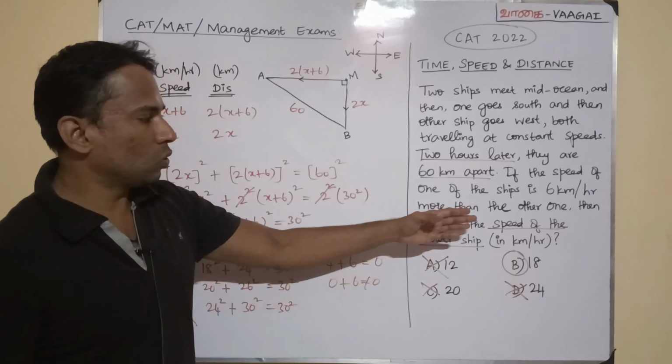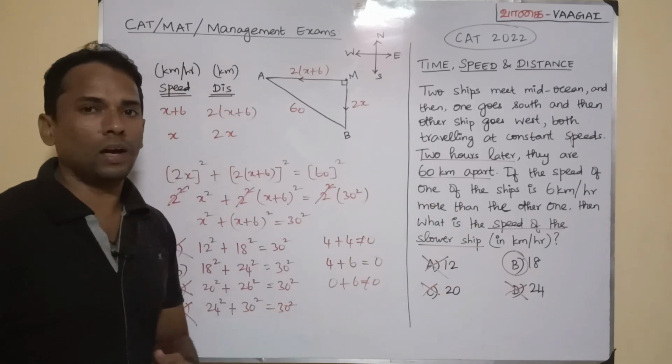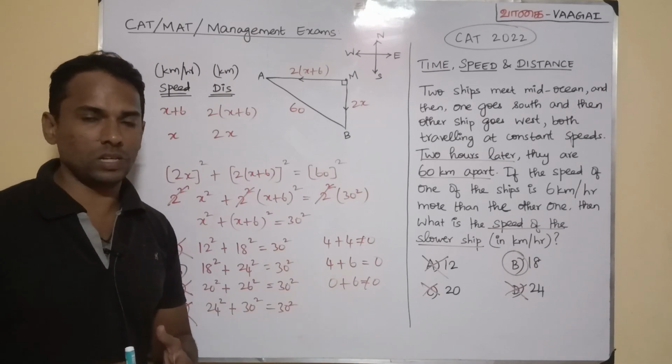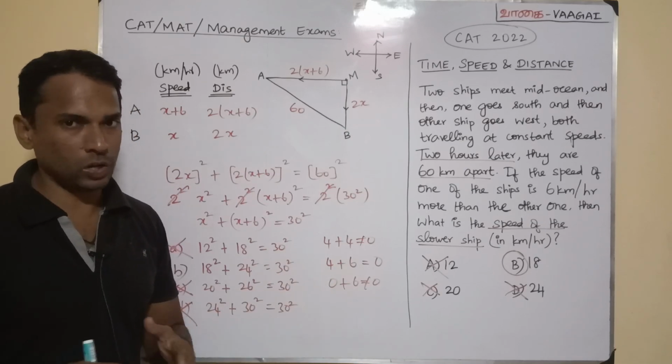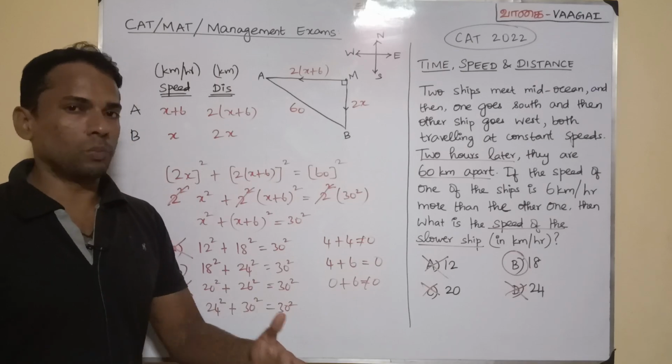So the speed of the slower ship is going to be 18 km per hour is going to be the answer for this given question. I hope the way we solve this problem is clear to you. The steps are clear to you. If any doubts, you can post in the comment box.